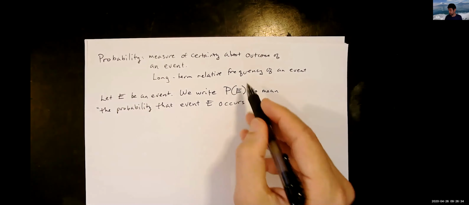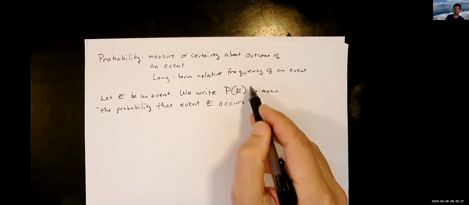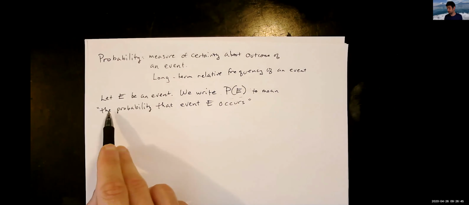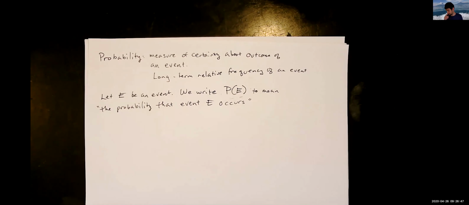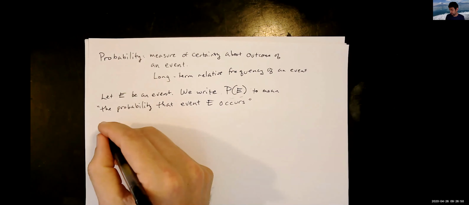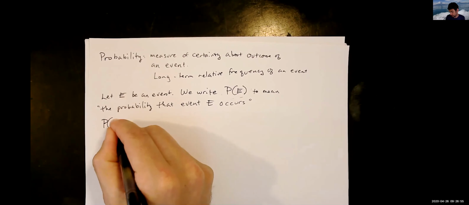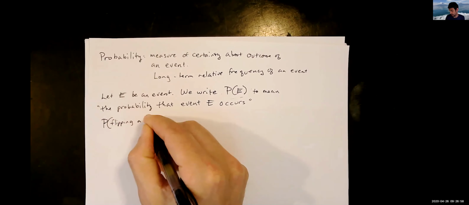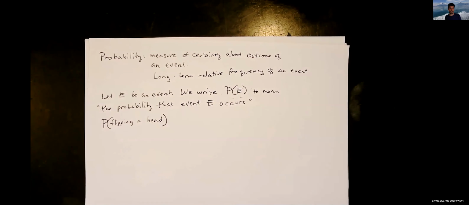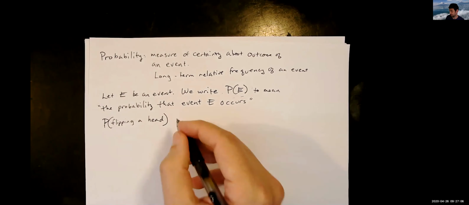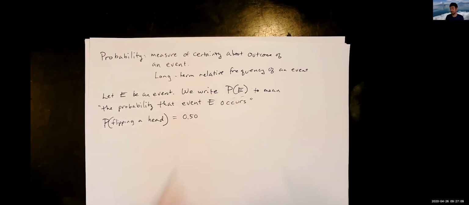This whole collection of symbols, P parentheses, E parentheses, represents some number, right, that we're going to try to compute. And that number represents the probability that event E occurs. Sometimes you'll see people write things like, what's the probability of flipping a head? Sometimes people just write the event in there, and we still mean the probability of this event happening, right? We just talked about this one. I expect heads to come up about 50% of the time.